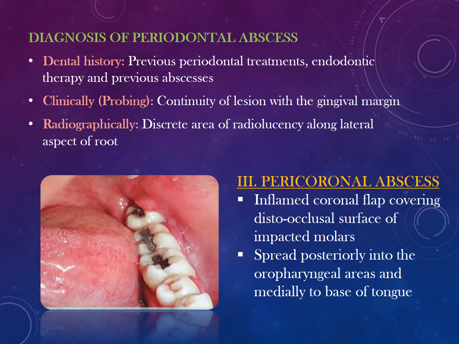So how do we diagnose whether it's a periodontal abscess? First, by asking a dental history from the patient. Whether they have had any previous periodontal abscesses, they have undergone any previous periodontal treatments or endodontic therapy.